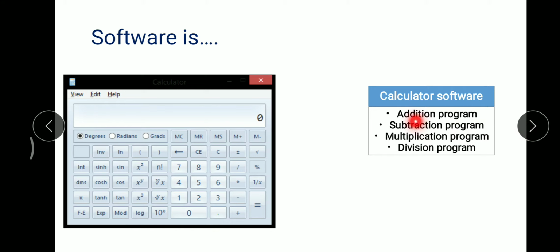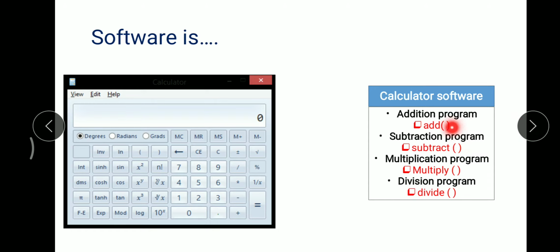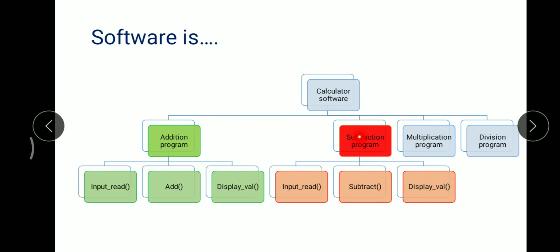A single program may consist of several functions. Like the addition program may consist of a function called add. The subtraction program may consist of a subtract function. So function or instruction, both are the same. In more detail, we can see this flow chart.